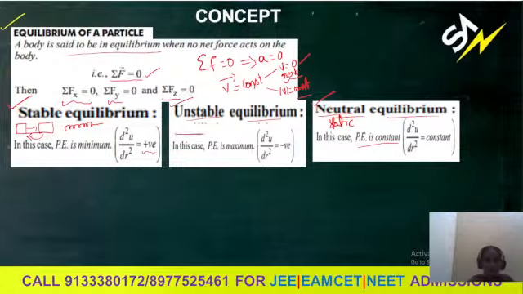Unstable equilibrium: if an object is displaced from its original position, it moves along the direction of displacement, and the sum of the forces acting on that particle is equal to 0. As it is moving, it is gaining speed. It is unstable equilibrium, which means it will not come back to its original state. The motion will be along the direction of the displacement. That equilibrium state is called unstable equilibrium. Here potential energy is maximum. d square U by dr square will be negative. This is the equilibrium of a particle.